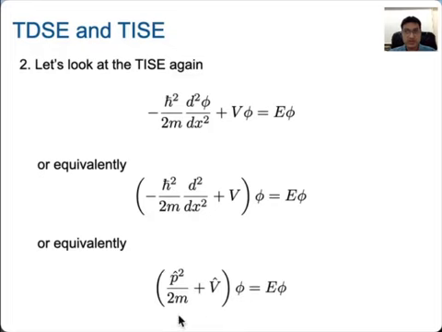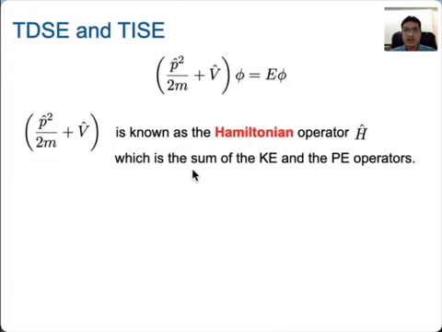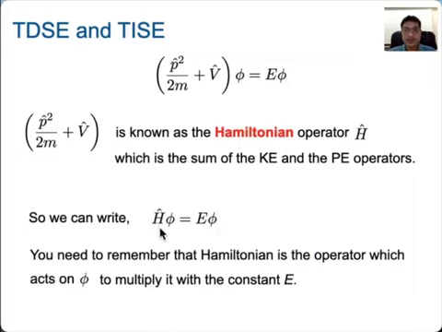So this is P square over 2m plus V operator, times phi, is equal to E phi. And this big quantity is called the Hamiltonian, which is the sum of the kinetic energy and potential energy operators. So in a very compact form, the time independent Schrodinger equation is written as H phi is equal to E phi. This is very easy to remember, where H is the total Hamiltonian of a system.